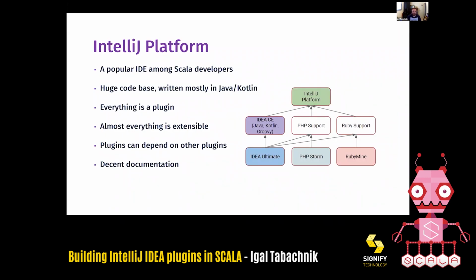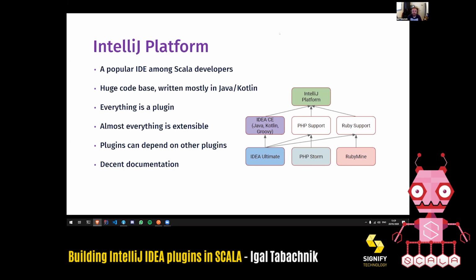So let's briefly talk about the IntelliJ platform. IntelliJ is a commercial product from JetBrains. This is not a sponsored talk, I wanted to mention that, but the commercial product itself is based on open source foundations. IntelliJ is also still a very popular choice among Scala developers, and it is a huge code base. It's fairly old. It's written mostly in Java and Kotlin, so it's very imperative in nature. But the thing about it is that everything in IntelliJ is a plugin. All the functionalities are just plugins that IntelliJ itself builds upon.